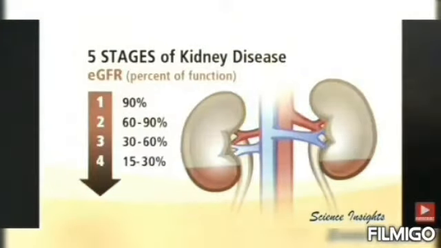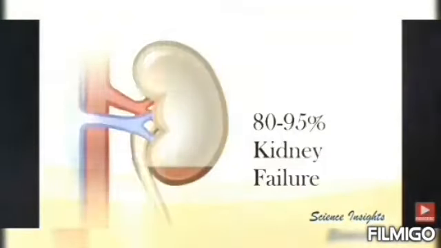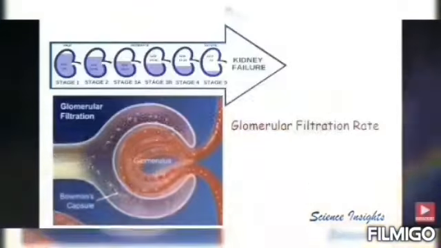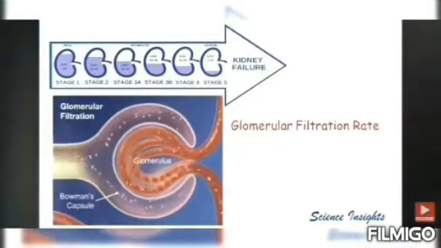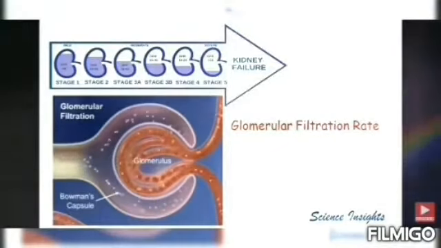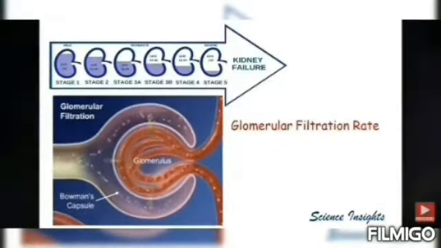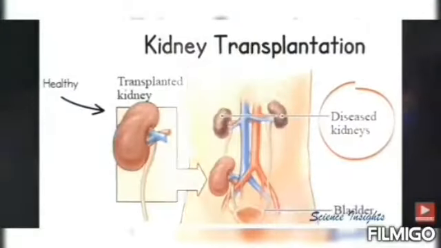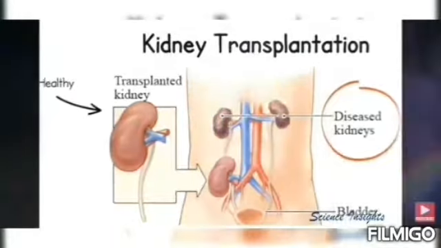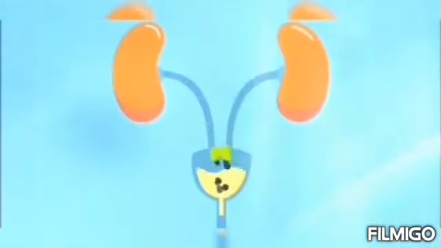So these people need kidney transplantation. But this process cannot be done in a short time. Till the kidney transplantation is done, the unwanted substances in our body must be removed. So this process that is used for removal of unwanted substances from our body is known as dialysis. This dialysis is divided into two types, hemodialysis and peritoneal dialysis.